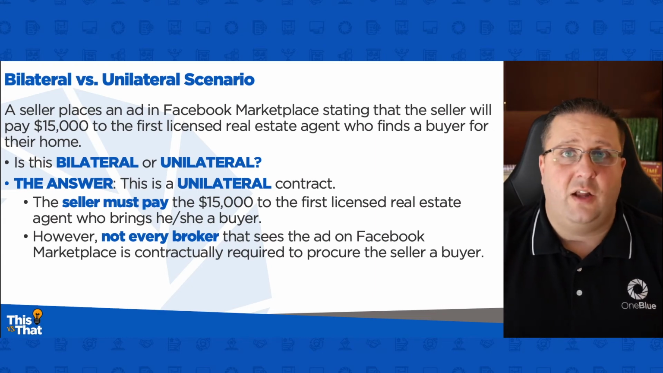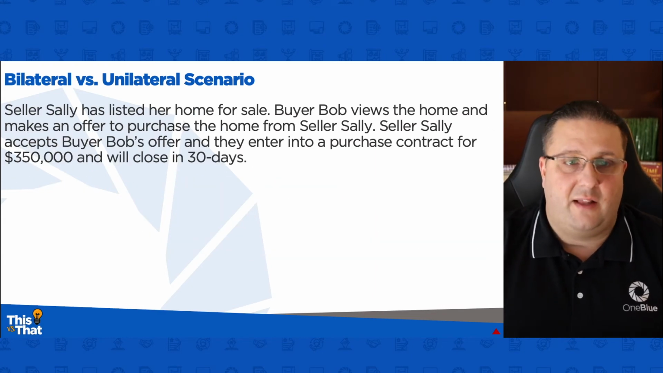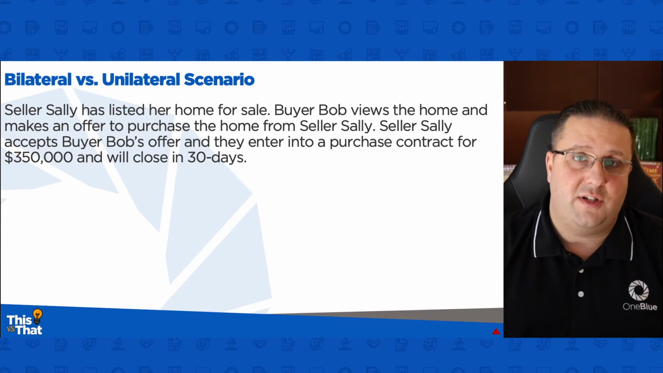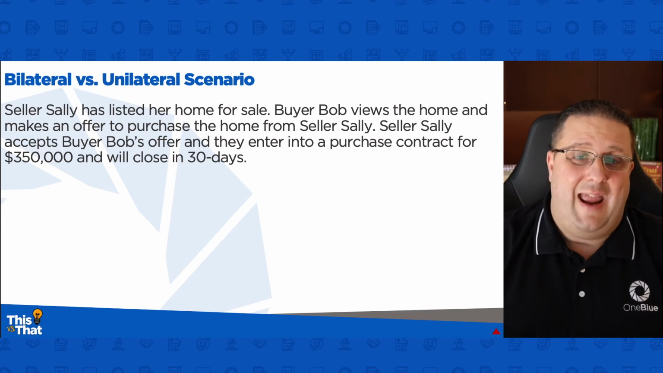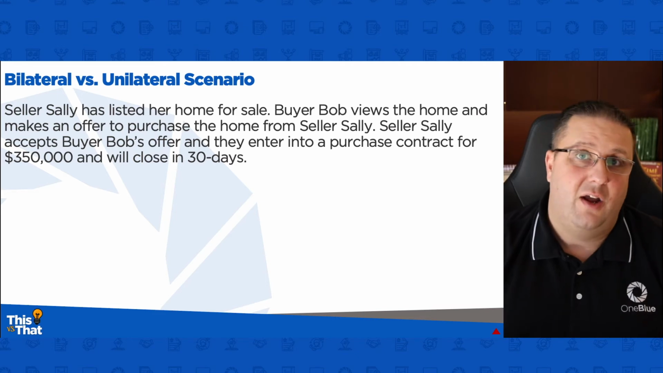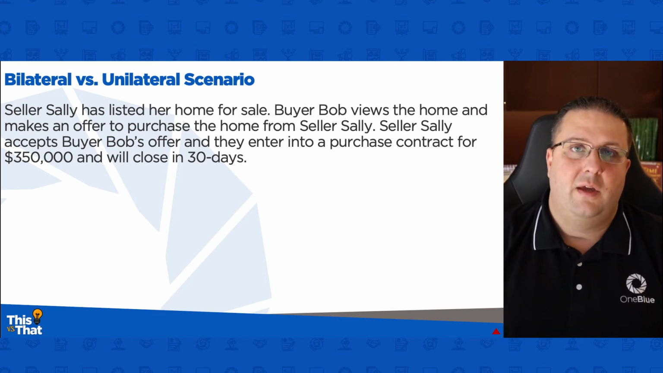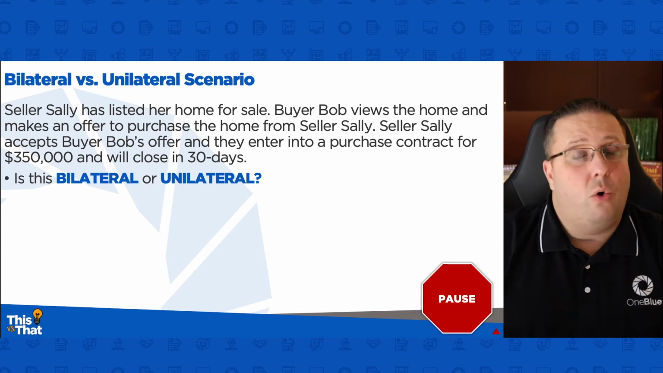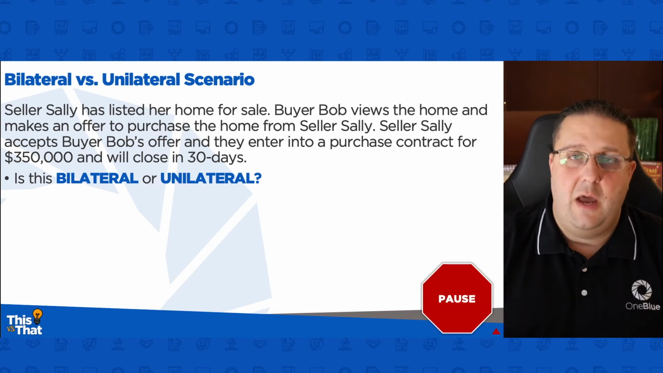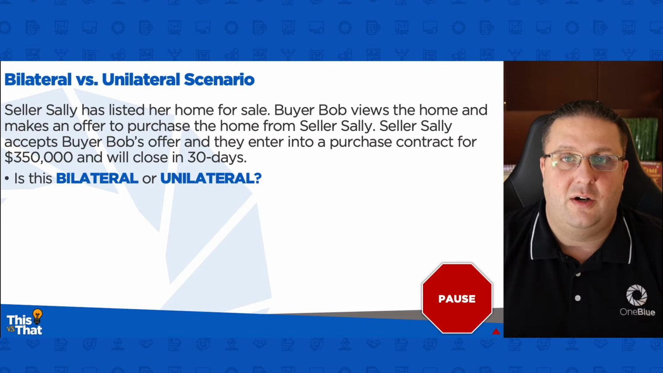Now, let's take a look at another example. Seller Sally has listed her home for sale. Buyer Bob views the home and makes an offer to purchase the home from Seller Sally. Seller Sally accepts Buyer Bob's offer and they enter into a purchase contract for $350,000 and they'll close in 30 days. Is this a bilateral or unilateral contract? Hit pause, and when you're ready for the answer, hit play, and we'll go over it.